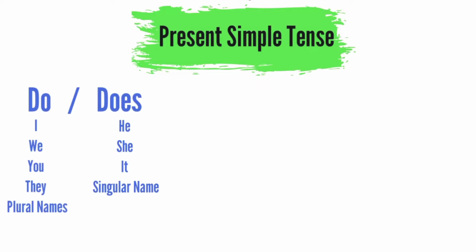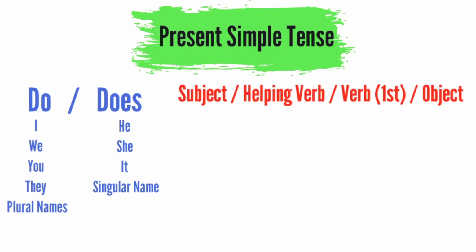Now let's discuss the formula of present simple tense. The first one is subject and the second is helping verb. Third is verb's first form and finally there is object. First we'll put subject, helping verb onwards, verb's first form and finally we will put object.